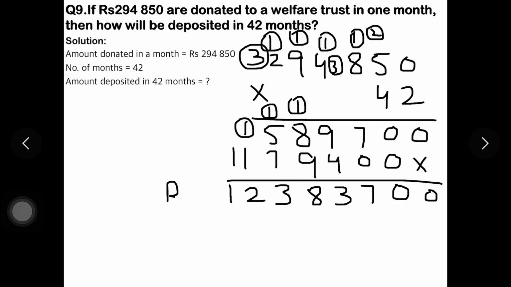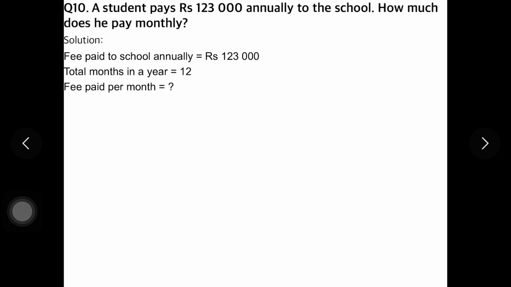Yes student, in 42 months the amount deposited is rupees 12,383,700. Understand student? 1 month amount was 294,850. We have to find for 42 months, so we will multiply this value by 42 and the answer is rupees 12,383,700. Understand? Now question number 10.